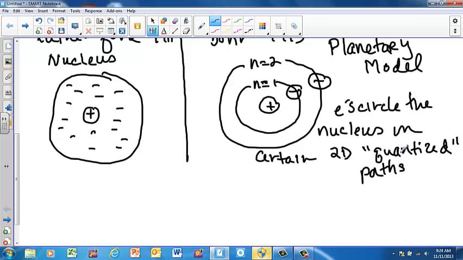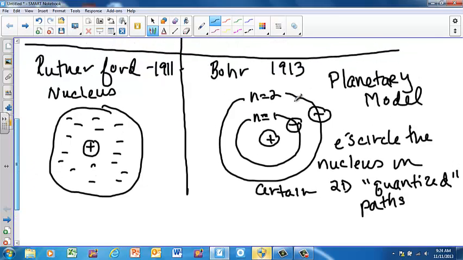Now this whole quantized just means that there's only quantized paths. If we know nothing about a quantum, it's that it's a fixed amount of energy. So they only could exist in certain levels. You couldn't be in between n equals 1 and n equals 2. You were either in the n equals 1 level or in the n equals 2 level. That was it. Okay, so Bohr 1913, the planetary model, electrons circle the nucleus in certain 2D quantized paths.